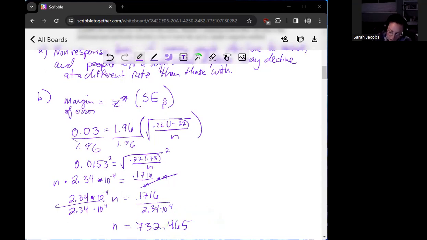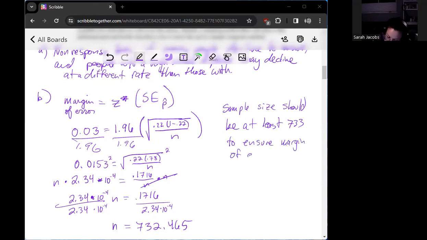but we don't have 0.465 of a person. So I'm going to say sample size should be at least 733 to ensure margin of error is no more than 0.03 at 95% confidence. So this is all about calculating the sample size given a proportion and a confidence interval.